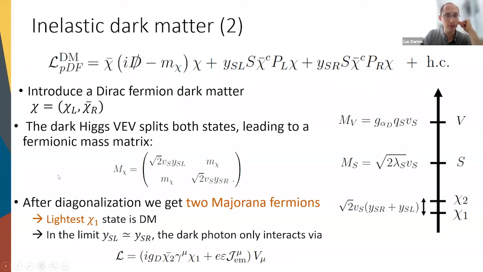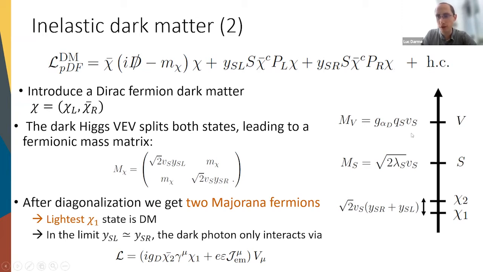So you see that the mass matrix for my states is now m chi. And now because of this YSL and YSR, I have also Majorana mass term in the middle. It means that you need to diagonalize this mass matrix, and instead of having one Dirac fermion dark matter, I have now two Majorana fermion objects. The lightest states will become dark matter, and the heaviest states will become some excited new state. So you see that the spectrum looks something like that eventually.